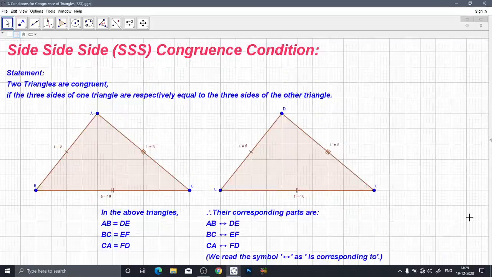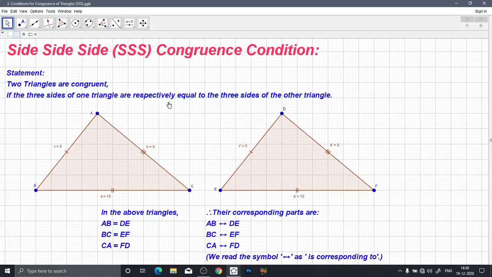So first one is, they are very easy to remember also. The first one is side congruence condition. The name itself tells that we just have to know the measures of the lengths of sides of the given objects. No need to measure the angles also. Okay. So what is the statement here? Two triangles are congruent if the three sides of one triangle are respectively equal to the three sides of the other triangle. Respectively means here what is this?